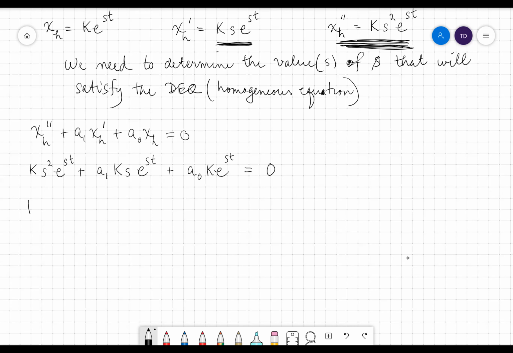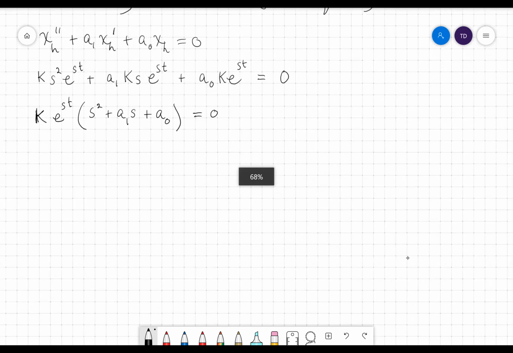So I'm going to factor out a k. There's a k in every one of those terms. There is also an e to the st in every one of those terms. I'm going to factor that out. And then I have s squared plus a1 s plus a0, and all of that is equal to 0. Okay. We're almost home.